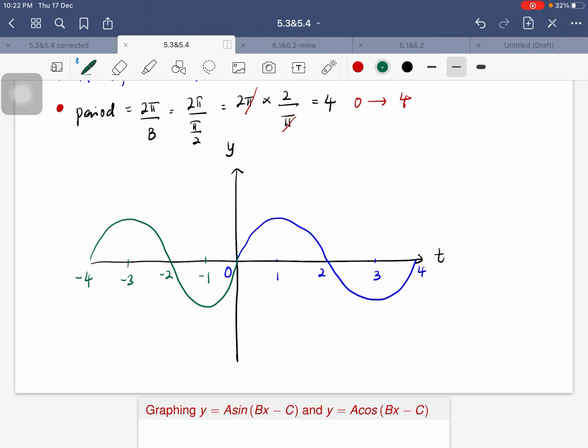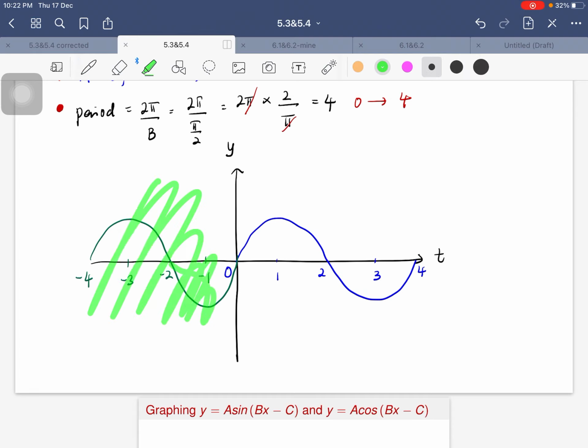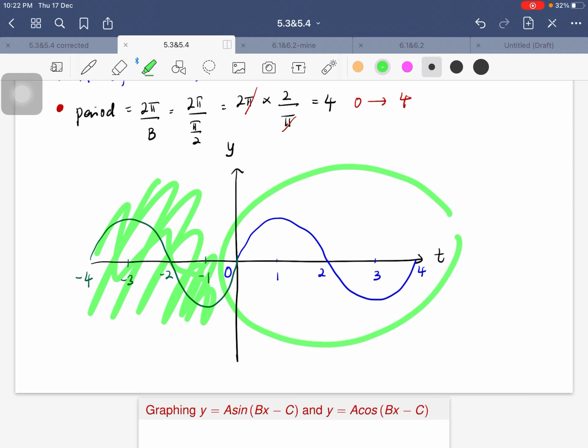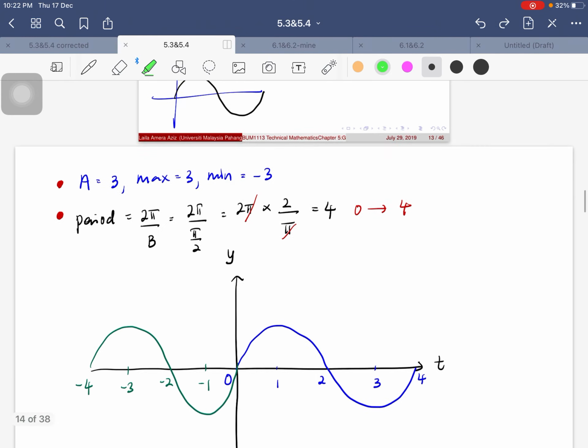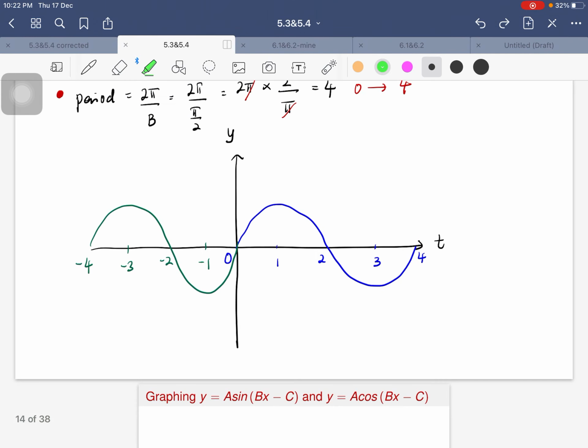If the question asks you to sketch only one period, you only have to sketch this side. Okay, you don't need this side over here. So this is all that you have to sketch. That is one period. But if the question actually specifies from where until where, then you have to copy and paste, and put it on the other interval. So that is how we sketch graphs with different values of a and b.